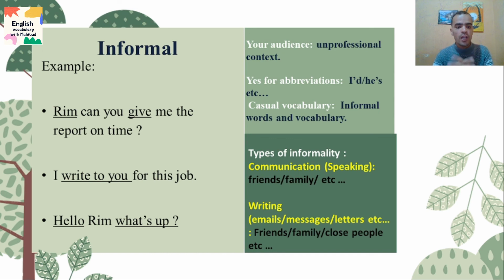The last one: hello Reem, what's up? So hello is a very informal, casual way of greeting. Reem, he mentioned the name again. What's up? is a way of asking about someone in a very informal way. Okay? I hope you got the idea about what informal language is.